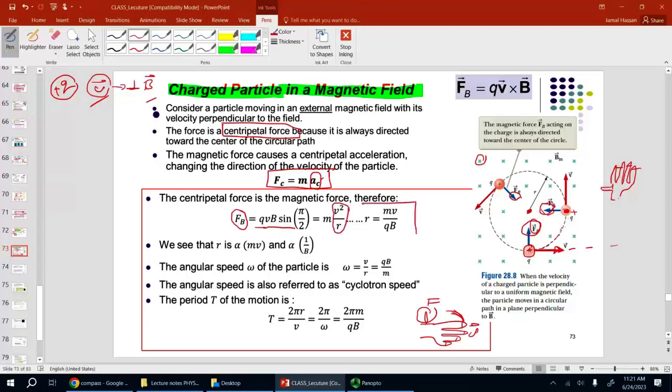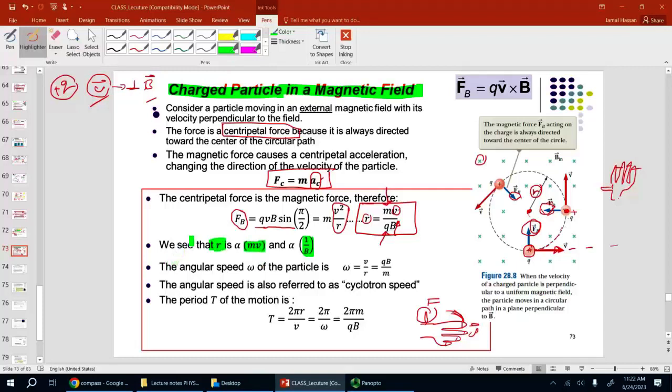So we can rearrange that equation and we get the radius of that circle. I want you to look at this now. If m is constant and q is constant, let's say we have a proton, then the larger the B, the larger the magnetic field, the smaller the circle. And the faster the proton, the larger the radius. Remember this relationship: r is inversely proportional to the magnetic field, but proportional to the speed v.